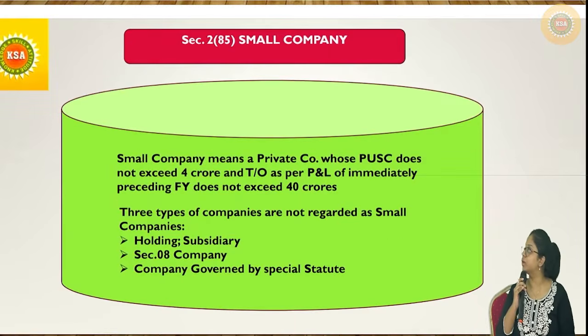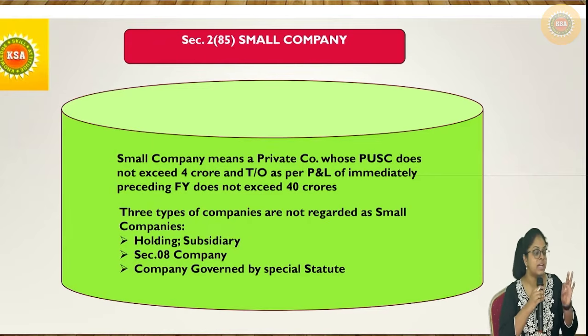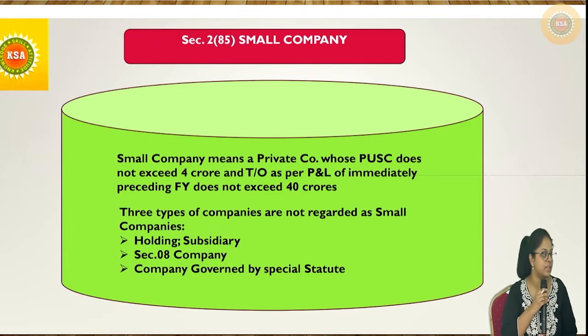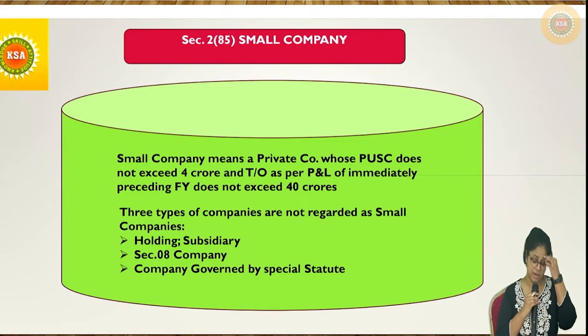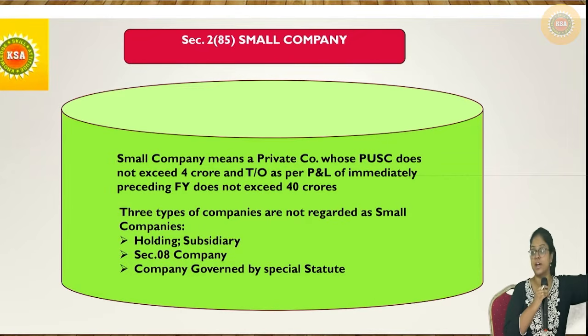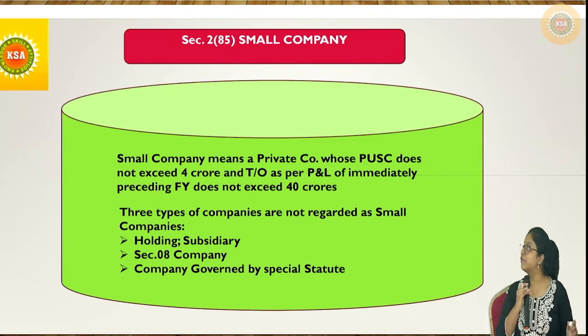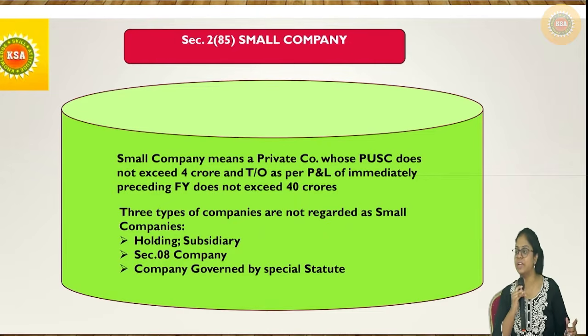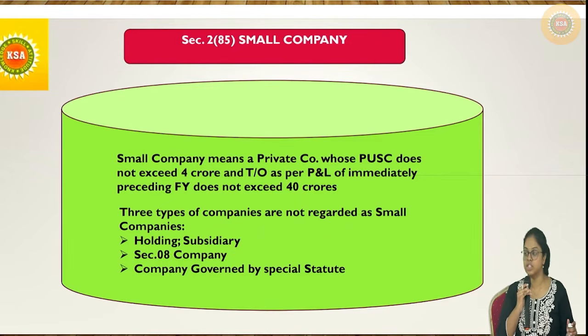Then coming to an important type of company, which is a special type of private company, is a small company. A small company means a private company whose paid up share capital should not exceed 4 crores and whose turnover should not exceed 40 crores. What will happen if any one of the conditions is violated? It will only have the status of a private company. It will lose the status of a small company.